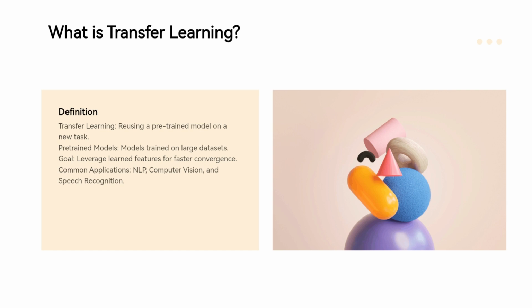The primary goal is to leverage learned features, e.g., object recognition in computer vision, to speed up training and achieve better results with less data. It's widely used in domains like NLP, natural language processing, computer vision, and speech recognition, where large amounts of data are available for pre-training. Transfer learning is a game changer, reducing the need for expensive, resource-intensive training processes, especially for complex models like deep neural networks.